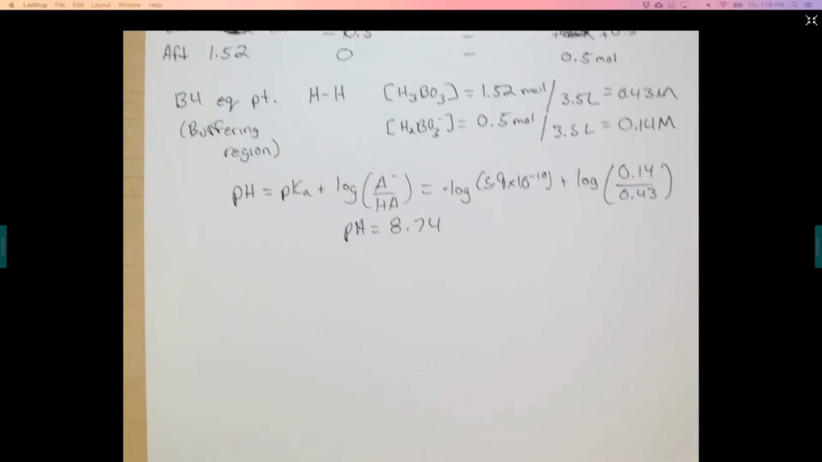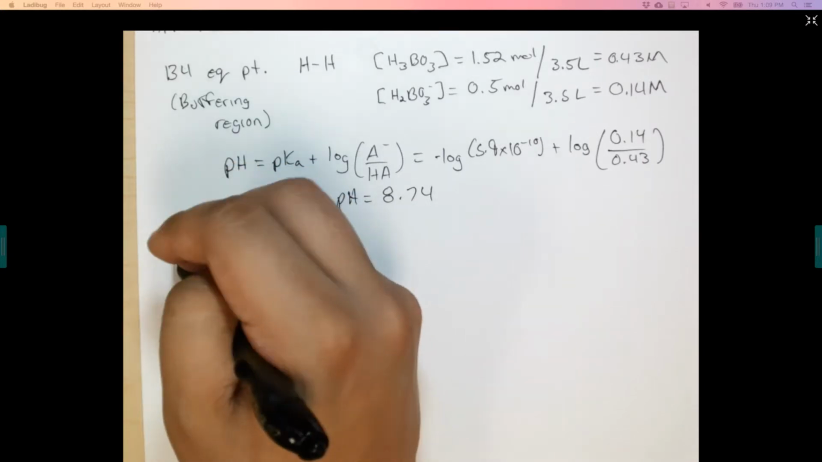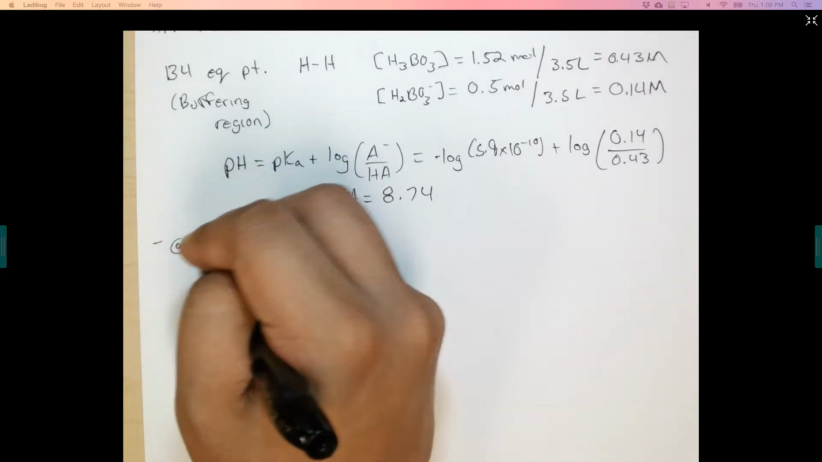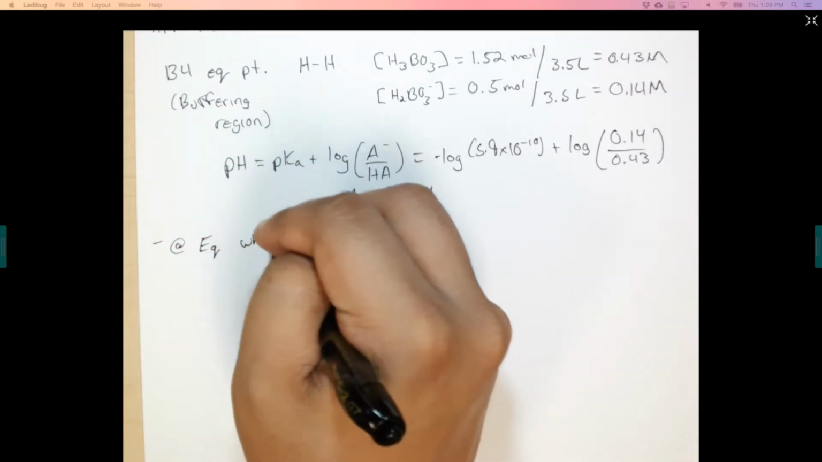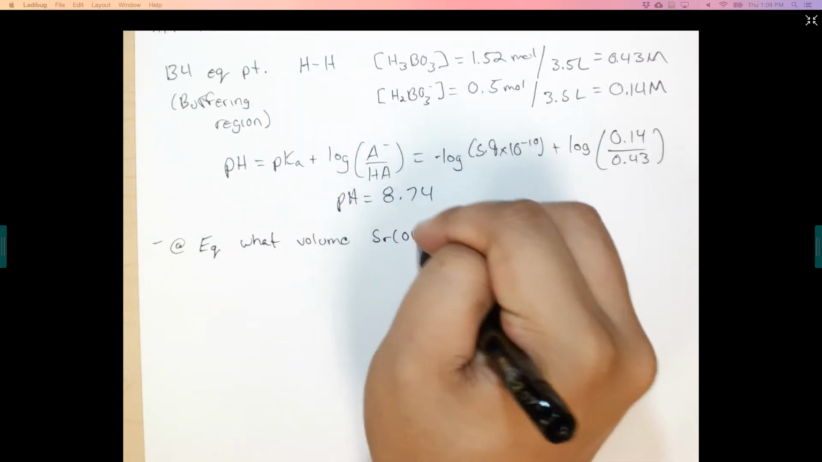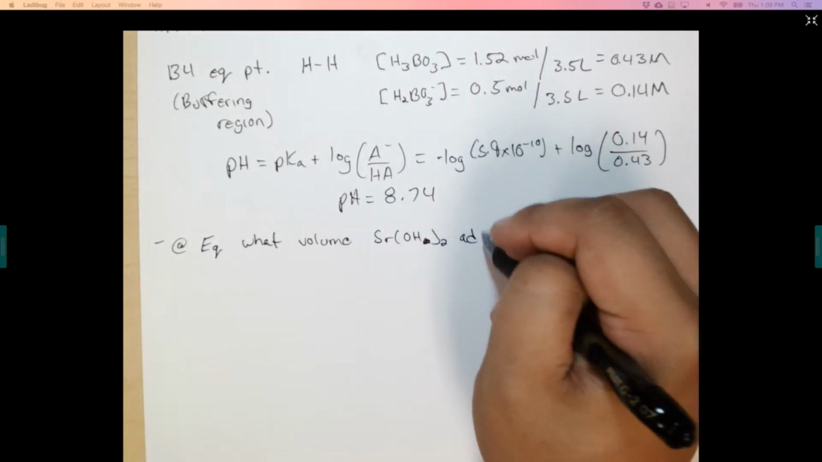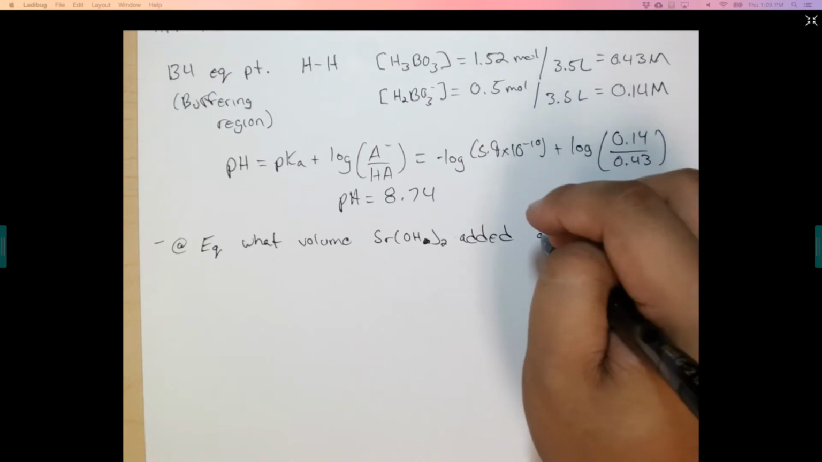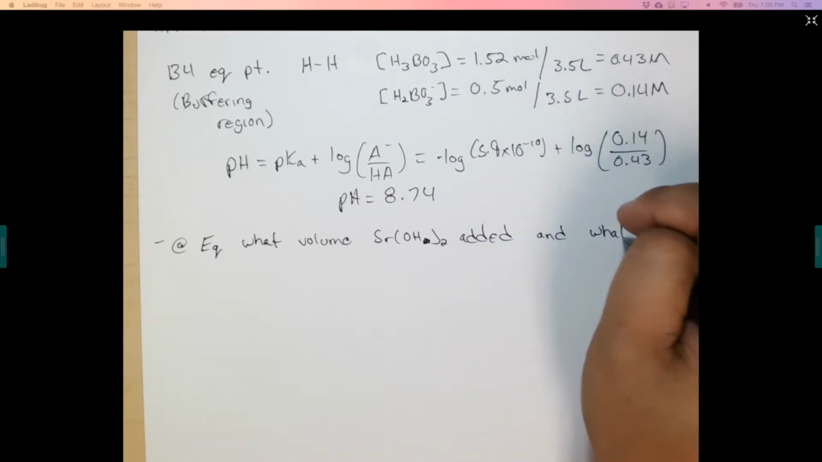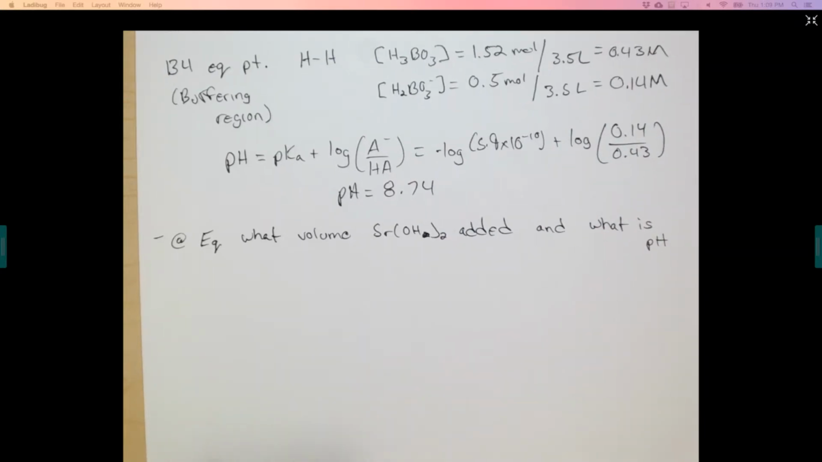Now, let's say the next question would be: at equivalence, what volume of strontium hydroxide is added? This should be a 2 here. Added, and what is pH? Okay, so let's answer the first part of this. What volume of strontium hydroxide is added?